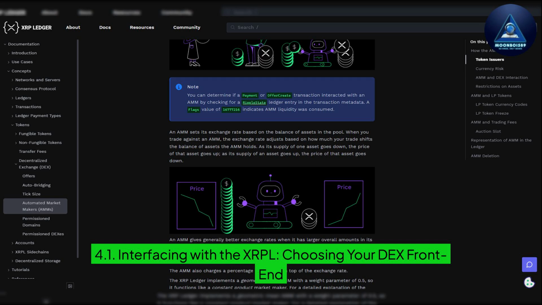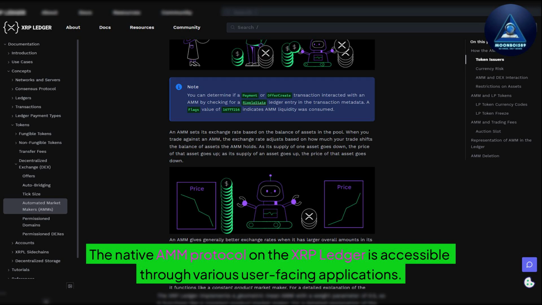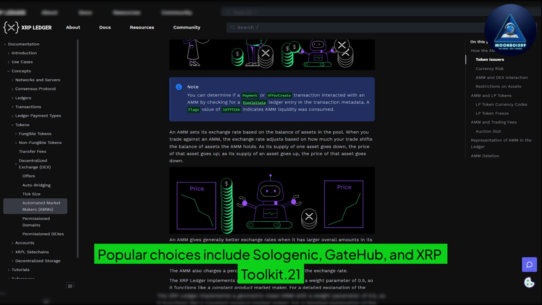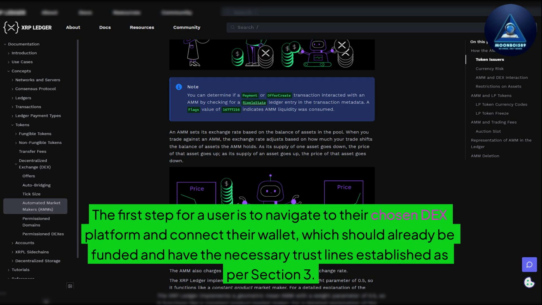4.1. Interfacing with the XRPL. Choosing your DEX front end. The native AMM protocol on the XRP Ledger is accessible through various user-facing applications. While the underlying protocol is the same, the user experience can differ between platforms. Popular choices include Sologenic, GateHub, and XRP Toolkit. The first step for a user is to navigate to their chosen DEX platform and connect their wallet, which should already be funded and have the necessary trust lines established as per Section 3.